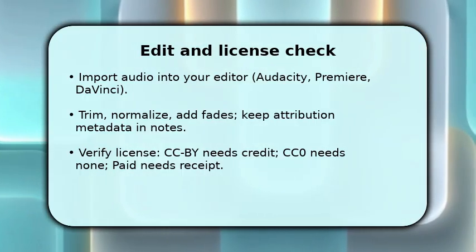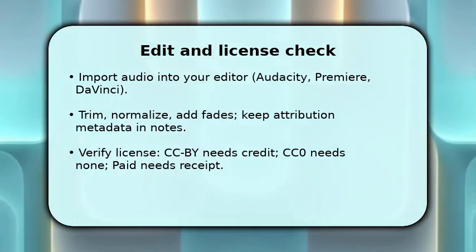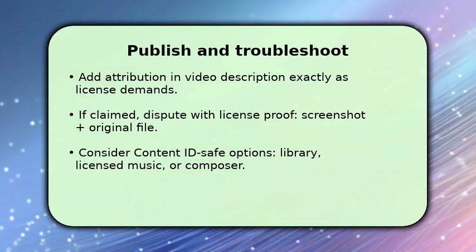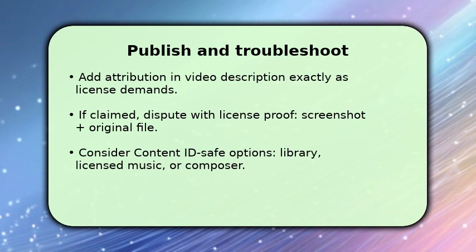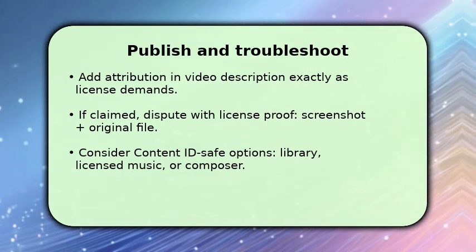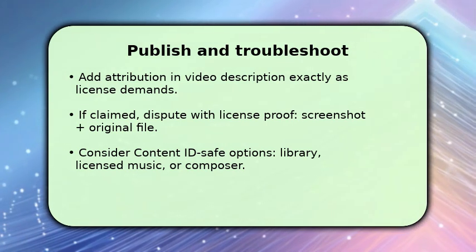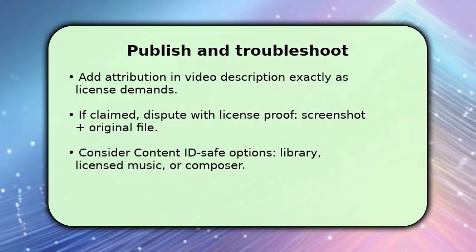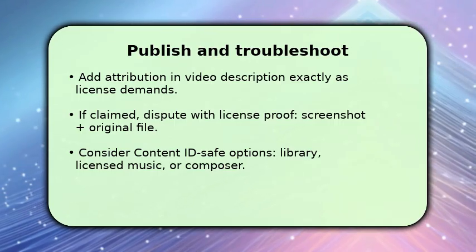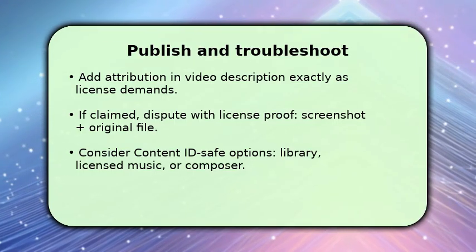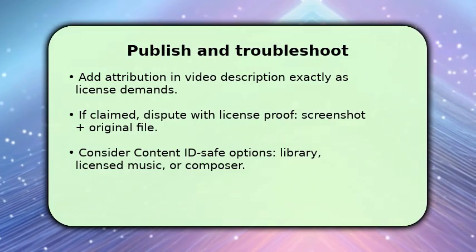Make sure to keep the original file and metadata. They prove compliance if a claim appears. When publishing, place the required attribution into your video description exactly as specified, and upload the project file and license note to your records. If YouTube issues a claim, dispute it immediately by attaching the license screenshot, download proof, and the original file. Explain you followed the license terms. If problems persist, remove the track and replace it with a library or licensed piece.